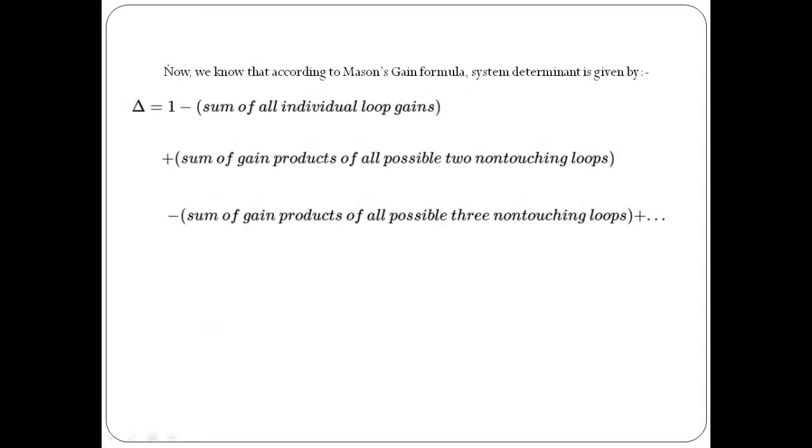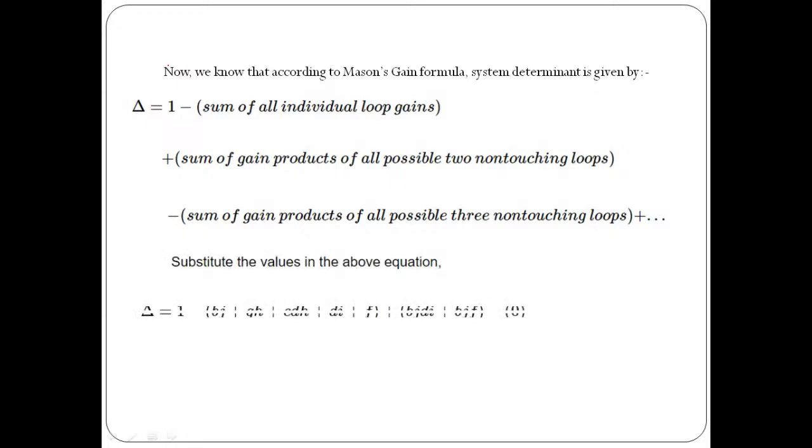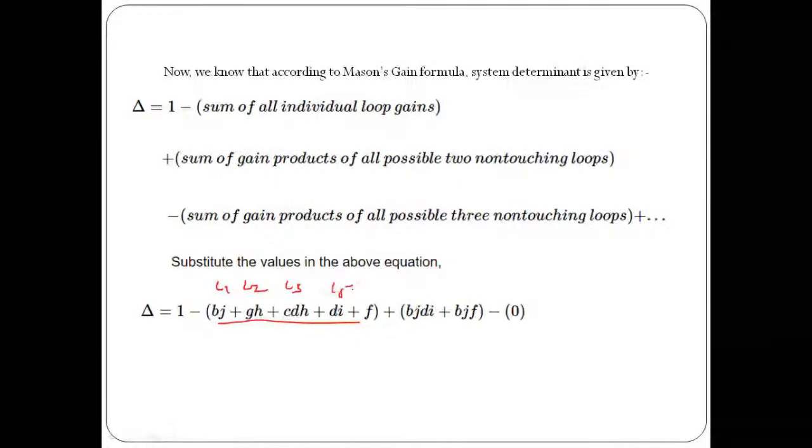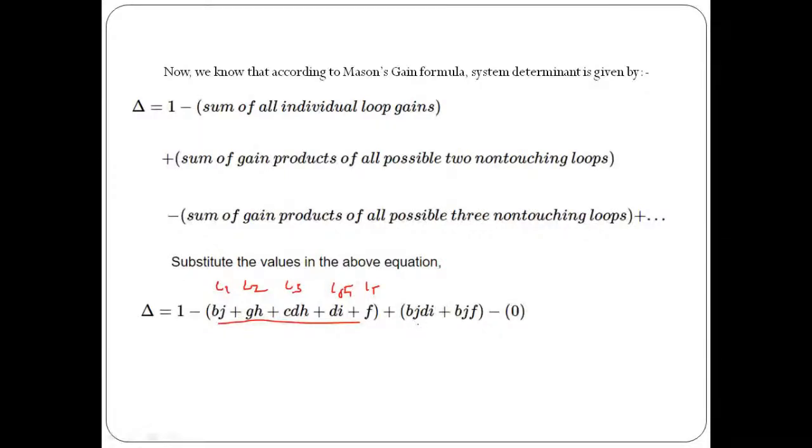Now if you apply that logic, we can easily find out the value of the system determinant according to Mason's gain formula. Now if you substitute the values, we can find it very easily. See, in this case, delta is going to be 1 minus the summation of individual loop gains. So we have a total of 5 loop gains, L1, L2, L3, L4 and L5, and then plus the gain product of pairs of two non-touching loops.